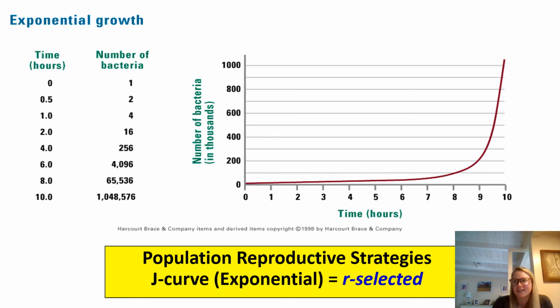Things that tend to double very quickly, you'll notice they grow exponentially. Sometimes, in general terms, this is called the J curve because it looks like a J when you plot it on a graph. And just tying back into last lecture, organisms that grow this way tend to be r-selected. So they have lots of offspring, they don't take care of their offspring, and they tend to be generalist species.